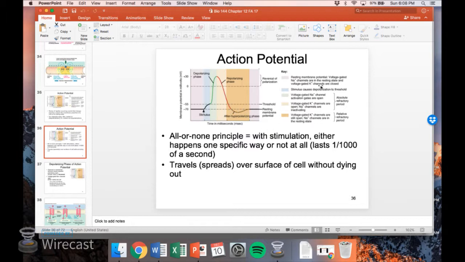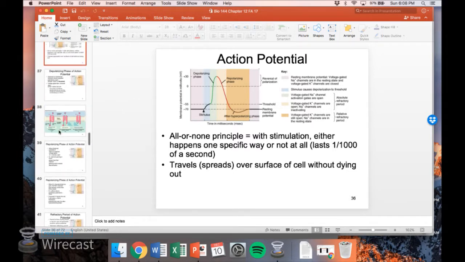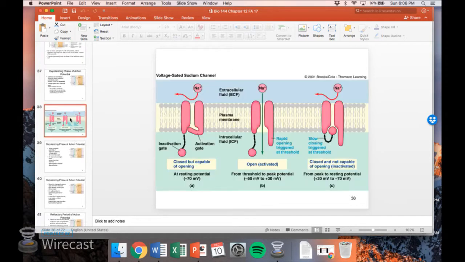So what we can see over here to the side is what exactly is opening when. Here in this first phase, in this kind of purple shaded area over here, this is showing us that our voltage-gated sodium channels are in the resting state, and our voltage-gated potassium channels are also closed. So our voltage-gated sodium channels look like this. Our sodium is going to be able to come through when they're open, but we have two different ways that we can open and close the gate.